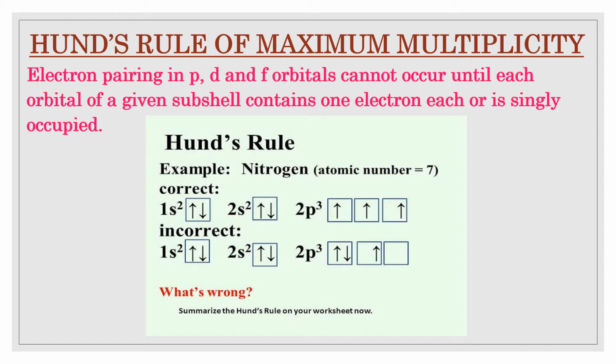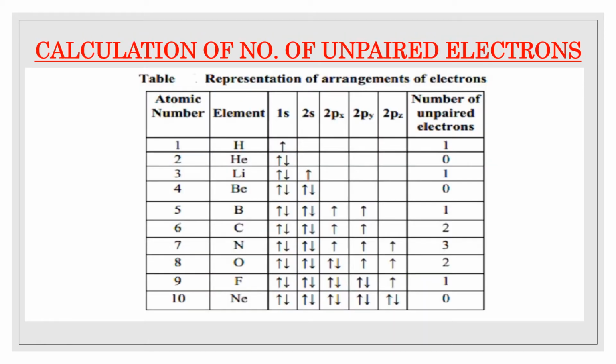So let us discuss more about the calculation of the number of unpaired electrons. Just now we discussed what unpaired electrons are. These examples are also in accordance with Hund's rule. For hydrogen, it contains only one electron. So in the 1s subshell, it has one electron. So the configuration is correct, and the number of unpaired electrons is obviously only one.